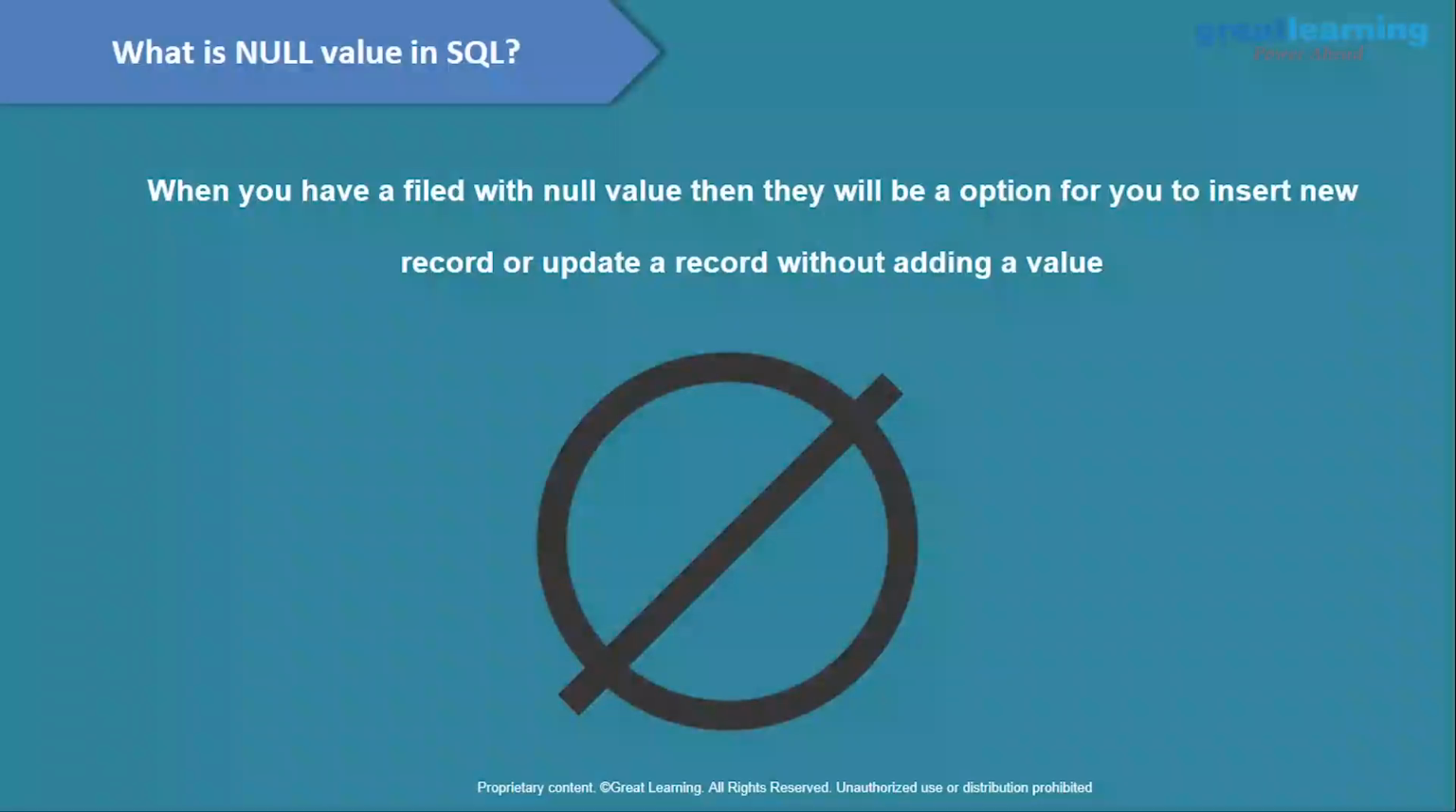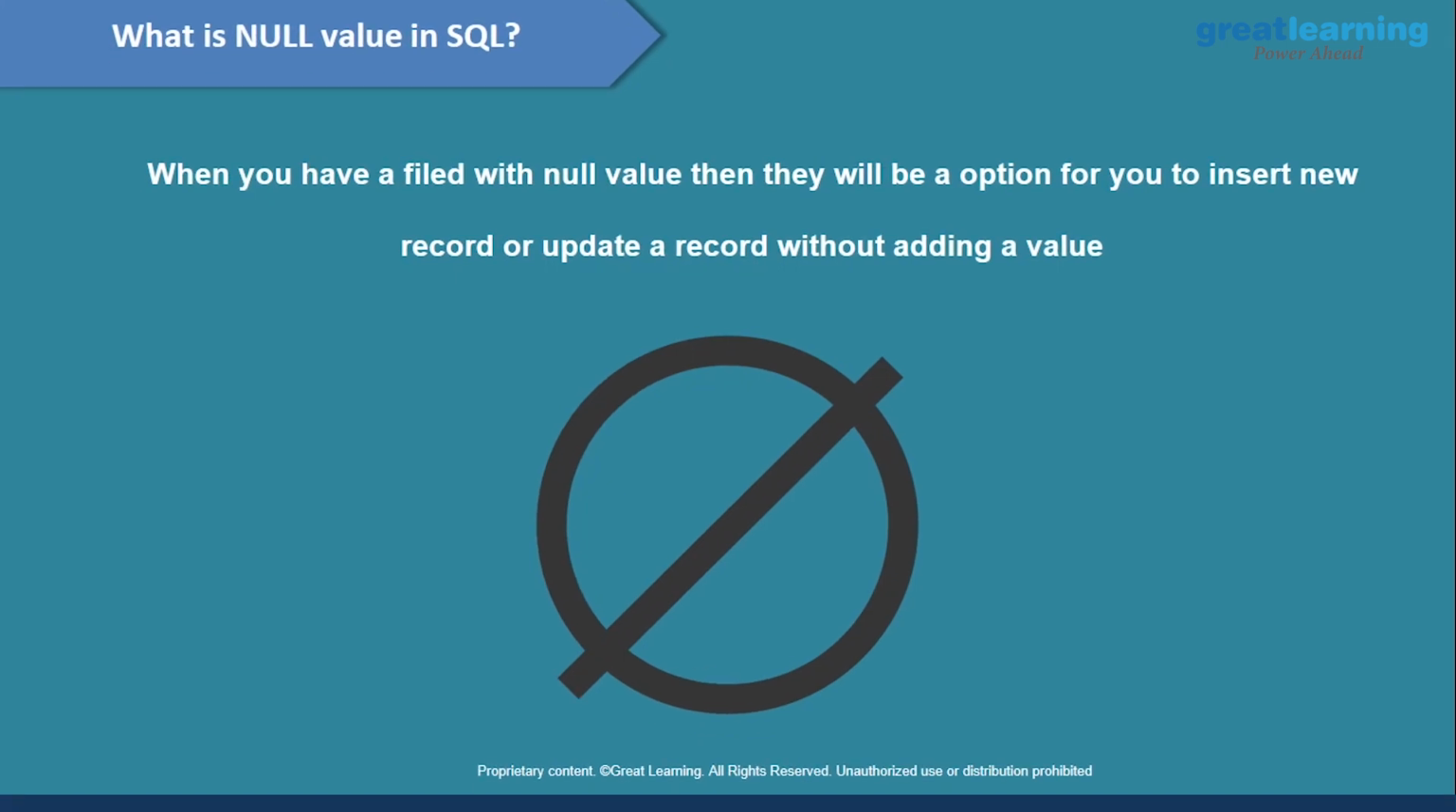So here we are going to see what a null value is in SQL. When you have a field with null values, there will be an option for you to insert a new record or update a record without adding a value. So basically in some cases we leave our attributes as null because we want to add some new values to our table or update that, right? So this is why we use null values. So let's go back to the MySQL Workbench and have a look at how we can actually use null values using SQL.